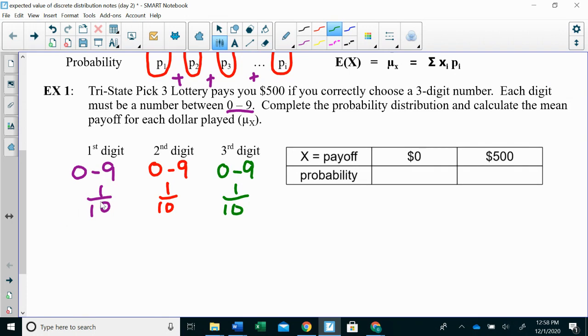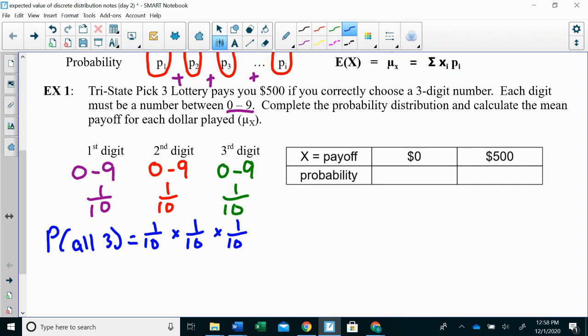Now, what's the probability that we get all three of these right? Well, there's only one way that we can get all three of these right. So the probability that we get all three of these right means that we must get the first one right, 1 out of 10. We must get the second one right, 1 out of 10. And we must get the third one right, 1 out of 10. Now, the way that we put all this together is by multiplying those probabilities together.